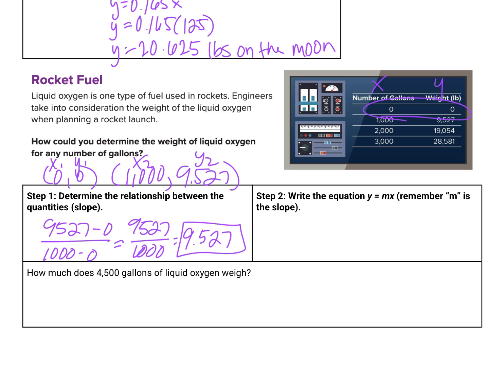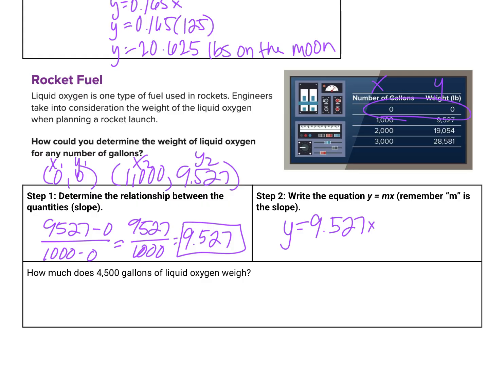Now let's look at step number 2. So now we want to write our equation y equals mx, where m is the slope. So we're taking our slope from step 1. We have y equals m. M is our slope of 9.527, and then x after it. That's all we need to do for step number 2.